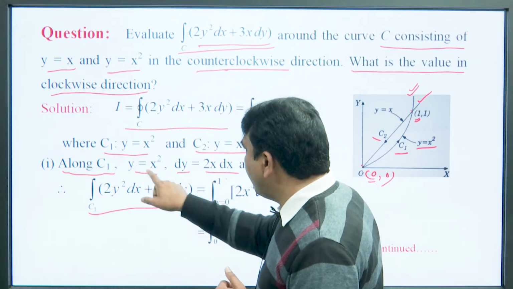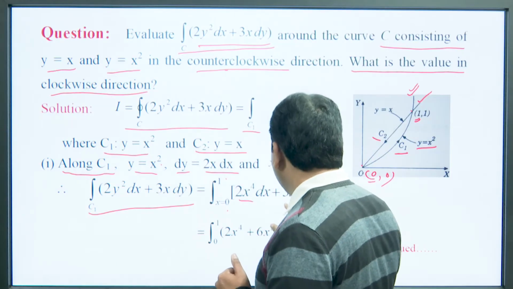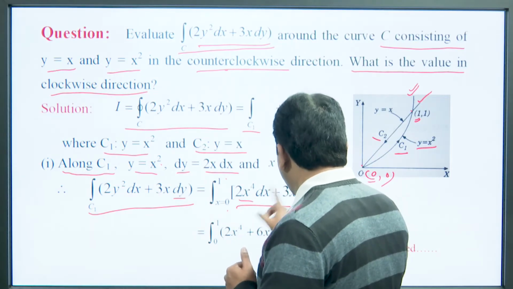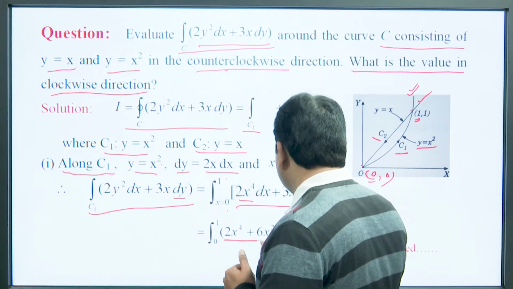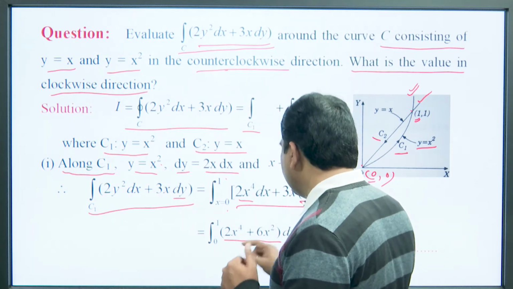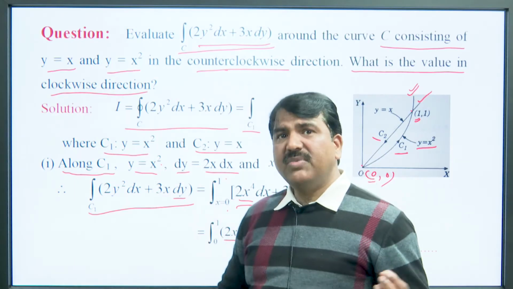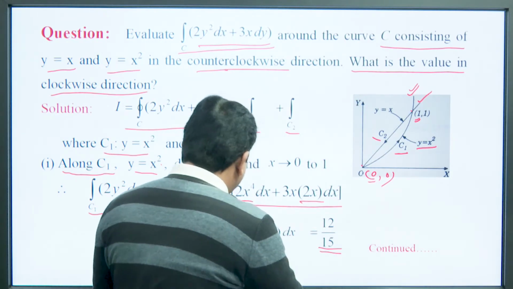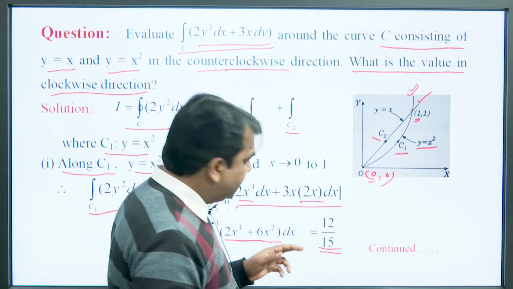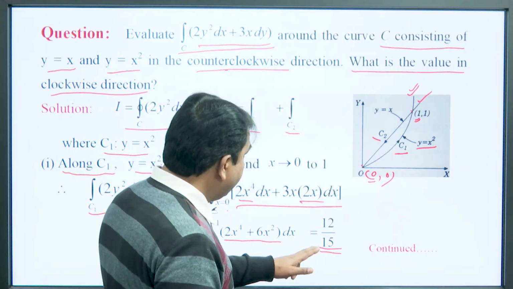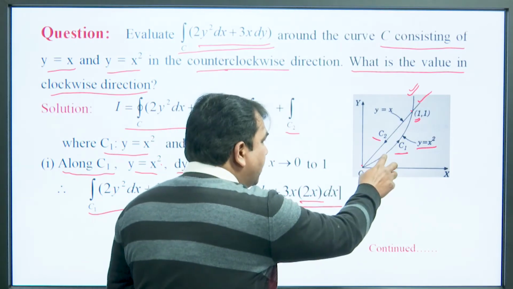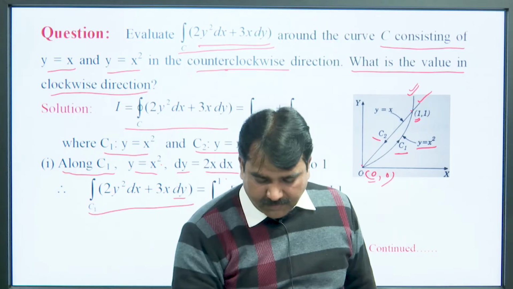By putting the value of y square as x square, and by putting the value of dy as 2x dx, we will get this expression, and when we solve this, we will get 2x to the power 4 plus 6x square dx. By simple integration, putting the upper and lower limits, we can write the value as 12 by 5. Finally, its value is 12 by 5 along the curve C1.